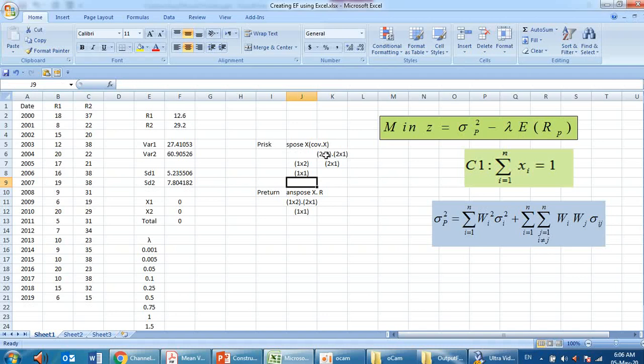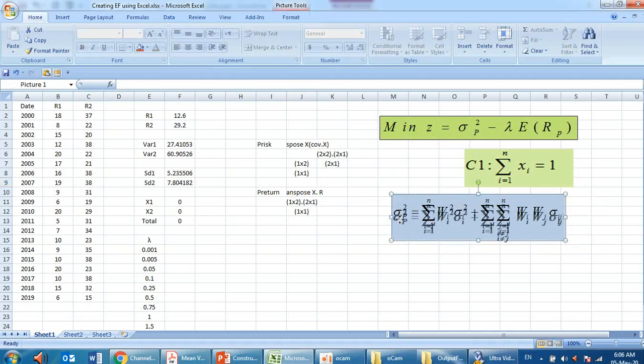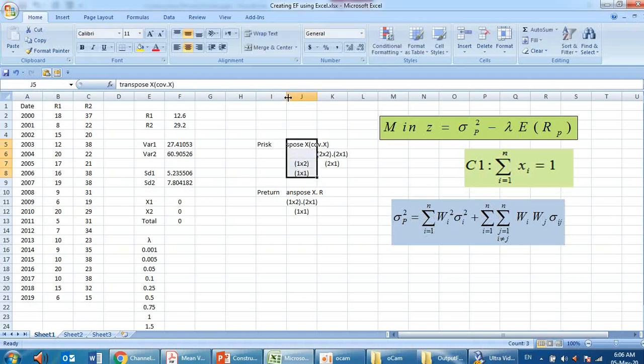You also have to do it manually, prove that thing. If you go with this formula, this is the formula for portfolio return. This can be written in this form also. It does not make any difference.